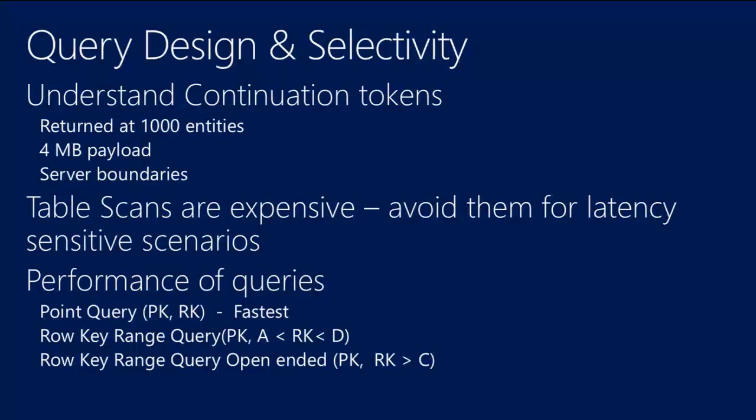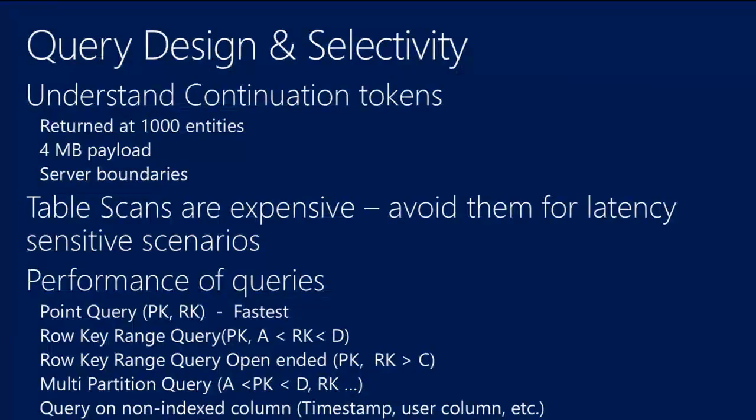Next below that, I have a fixed partition key, and then I have a bounded row key. So I'm greater than C, but I still potentially have to check the rest of the data in that partition. And then a multi-partition query. So it's bounded between a few different partitions, potentially, and I have some filter on the row key as well. This could be multiple servers with some server hops. And then a query on a non-indexed column. So if I do a query on my first name, I am going to have to check all my data.